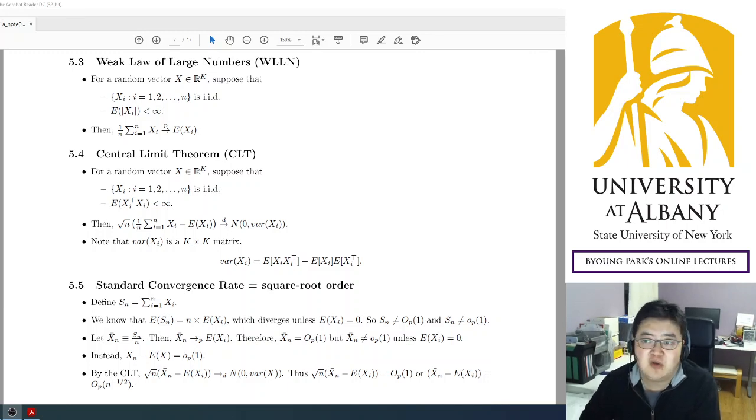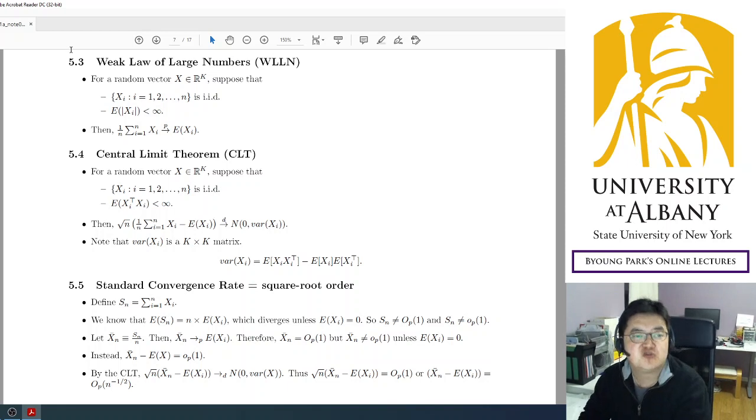Okay, so now we learned the convergence concepts and the convergence orders, and let's study the two fundamental theorems in statistics. First is the weak law of large numbers, and the second is the central limit theorem. These two will be your friends in this course, and whatever econometrics course you take, they are necessary. So, super important theorems.